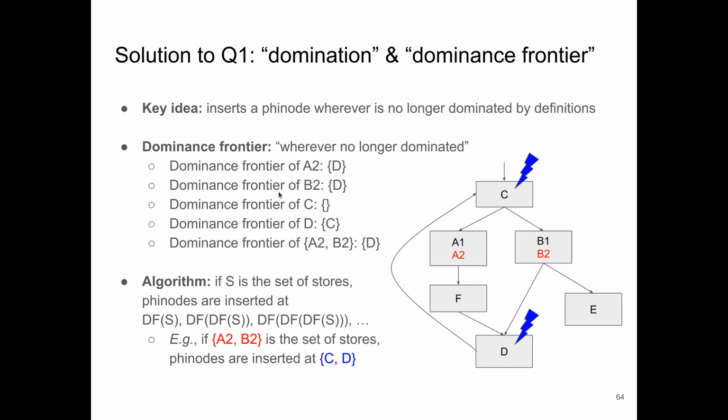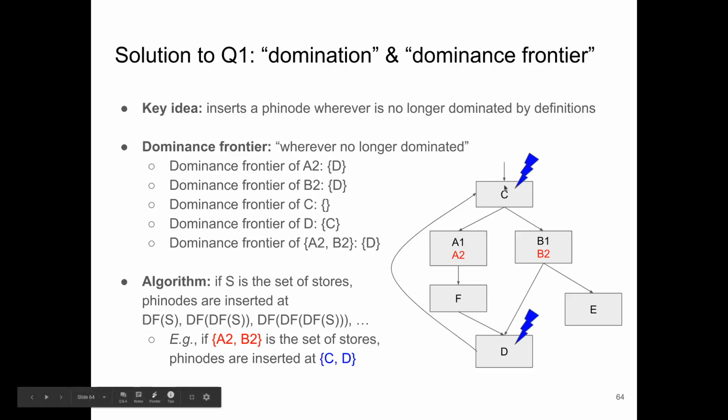On the other hand, the dominance frontier of B2 is D, because from B2, E is dominated, but D is no longer dominated. So it is at the frontier of domination. B2 is dominated, but D is not dominated. That's the reason why, between this edge here, B2 is dominated and D is in the dominance frontier. It is the frontier of the domination. It is just becoming undominated by B2. That's the reason why it is called the dominance frontier of B2.